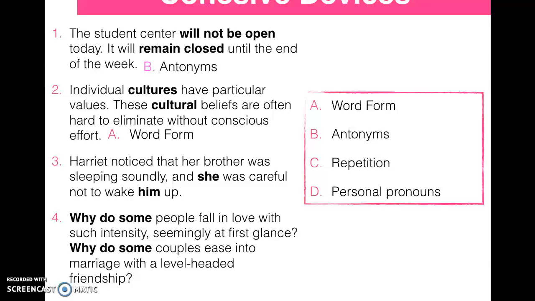In the same way, we try to use personal pronouns like he or she being the subject pronoun and him being the object pronoun in this case. Again, this is all to knit everything together and try to avoid repetition. Now, sometimes repetition can be useful. We can actually use it to emphasize a point. In this case, why do some people fall in love? Why do some couples ease into marriage? So this is when we want to really hammer home a point. Okay, we can use repetition to bring the reader's attention to the importance of that point.